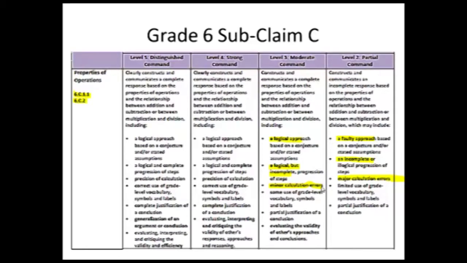In level 3 I may still have some minor calculation errors, but I can maybe get through the majority of the problem. And the message they're trying to send there is that if students might make a simple calculation error in the beginning of a problem, for instance, but they carry that through correctly, they can still meet the standard of reasoning because they might have a logical approach, they might use some grade level vocabulary, they might have a partial justification of their conclusion. So what they're trying to encompass here is the entire reasoning spectrum with respect to properties of operations.